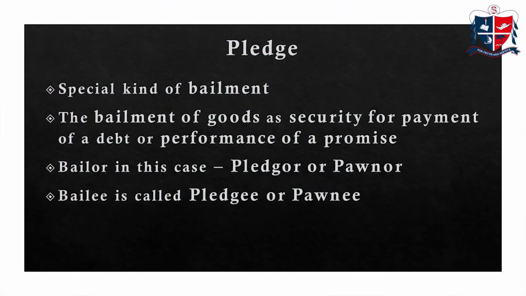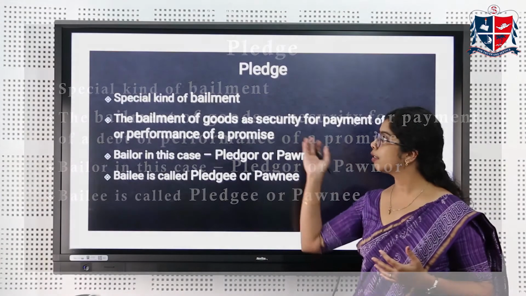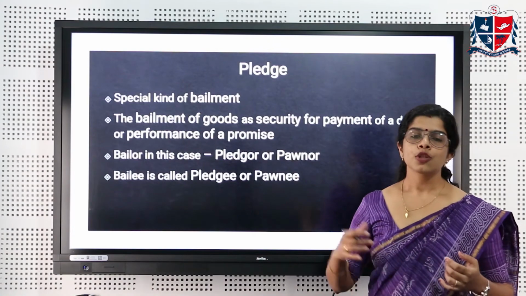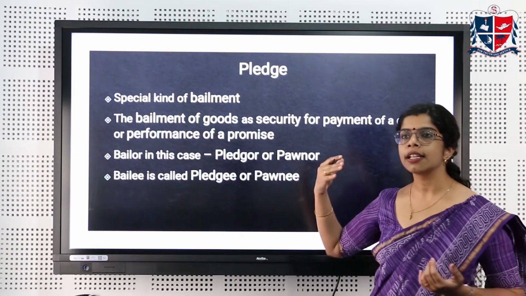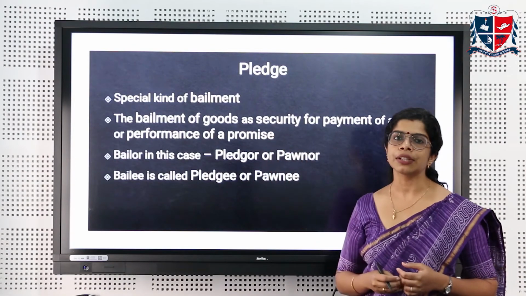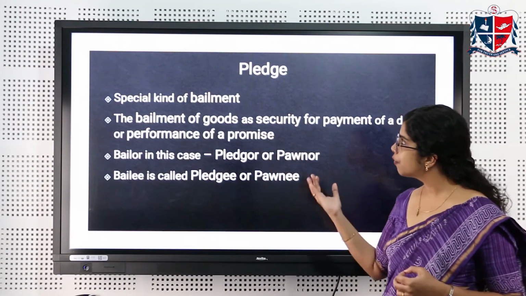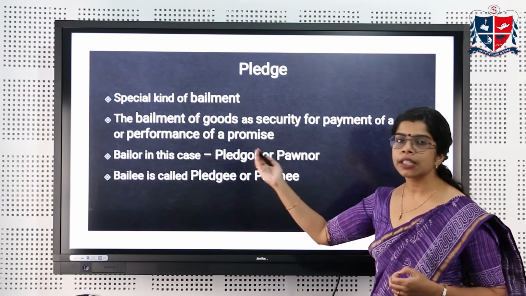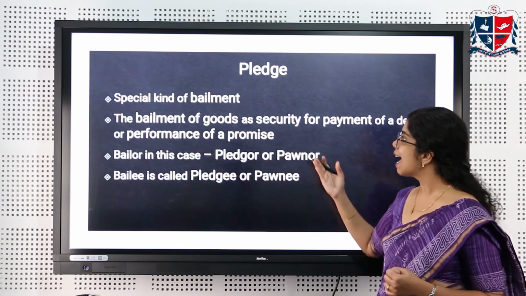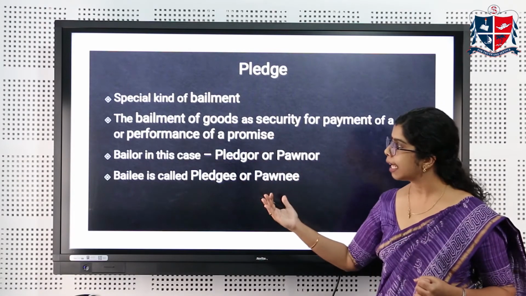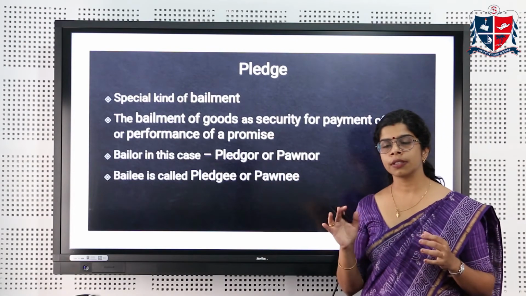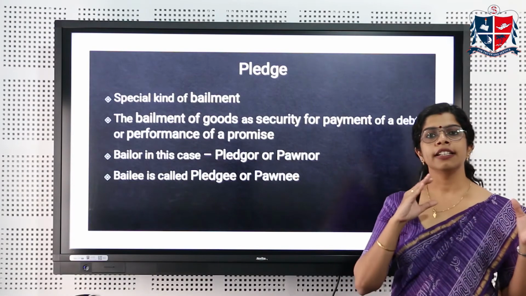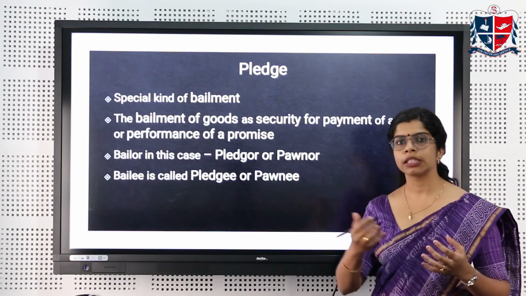Next, moving on to the second part of the session, which is the contract regarding pledge. So pledge is a special contract, but to be more specific, we can call pledge a special kind of bailment. To define pledge, it can be defined as the bailment of goods as security for payment of a debt or performance of a promise. So that is the factor that differentiates a pledge from bailment.